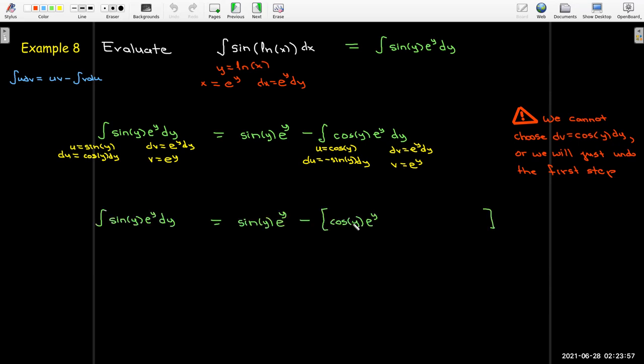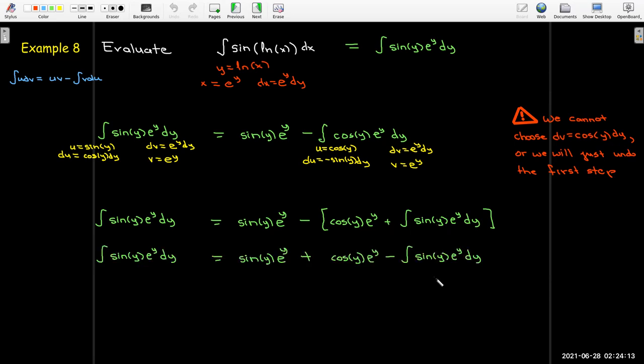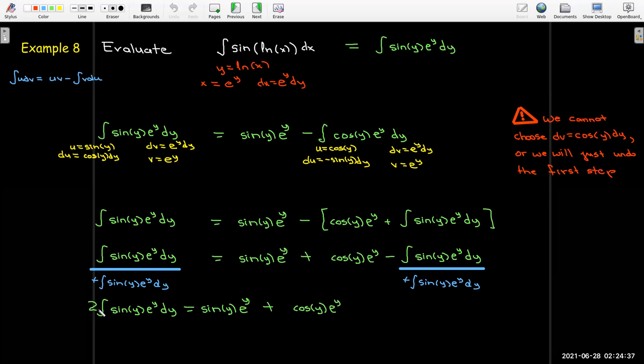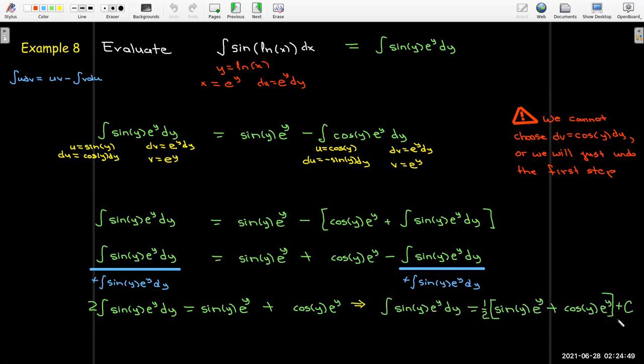So now my new uv is cosine of y e to the y. And then this will be a subtraction, but then I have a minus sine of y, so that's going to give me a plus there. And then distribute the minus sign. Notice that on the left-hand side, I have the integral that I want, and that appears on the right-hand side with the minus sign, right? So what I can do then is add that integral to both sides, like we saw in a previous case. Now I've got twice that integral equaling the sum of these two functions. So I can just divide both sides by 2, add my constant of integration, and I have found my antiderivative. Oh, not quite yet.